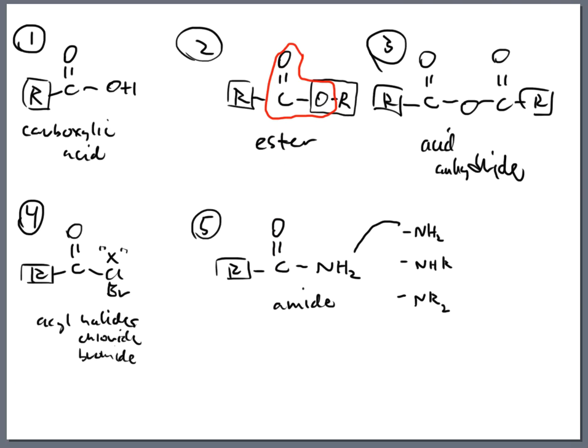So this is kind of the order that we're going to go through. We're going to talk about how to name these first before we go into the reaction schemes. So we're going to start off with carboxylic acids. That's where we're going to hit first. And carboxylic acids, folks, they are one of the easiest to name. And let me kind of show you why. All right.